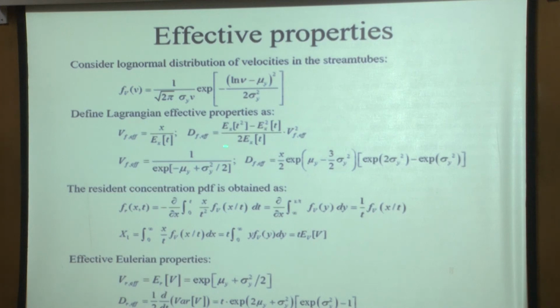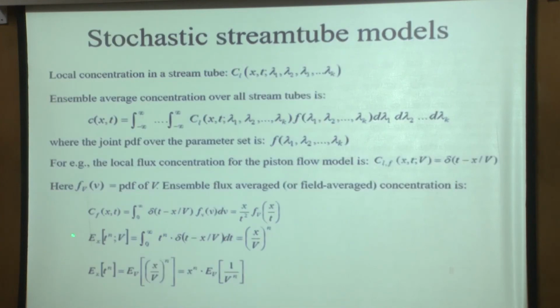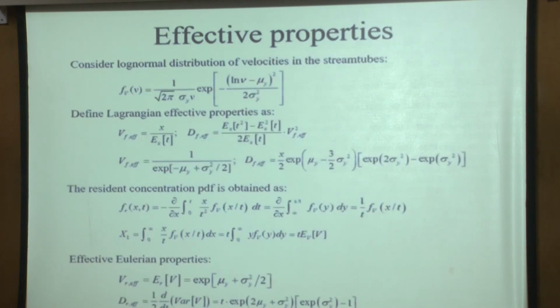And therefore, if velocity is the only random variable, then we can get fairly straightforward expressions for this. If the resident concentration PDF is obtained, so if I had a log normal distribution, I can use this transformation, get the distribution over here, and from that resident distribution I can go ahead and calculate the moments. Effective Eulerian properties are given like this. So VR in this case is the expected value of the velocity. Effective dispersion coefficient is half of the variance of V, how fast that changes with time.